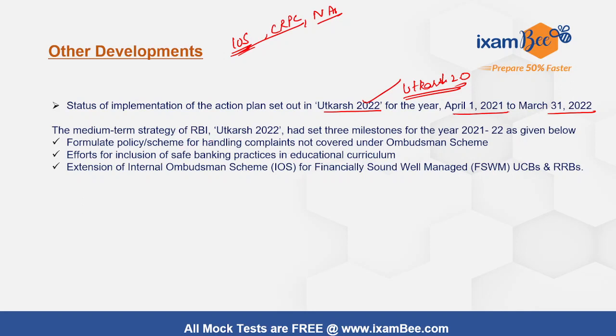First was to formulate a policy or scheme for handling complaints not covered under the Ombudsman scheme. Post the launch of the RBI Integrated Ombudsman Scheme, all these Consumer Education and Protection Cells will now handle the complaints against all those regulated entities that are not covered under the RBI IOS, that is, the Integrated Ombudsman Scheme. Those entities include non-scheduled urban cooperative banks with a deposit base of less than 50 crores, all India financial institutions, asset reconstruction companies, and also NBFCs with an asset size of less than 100 crores.